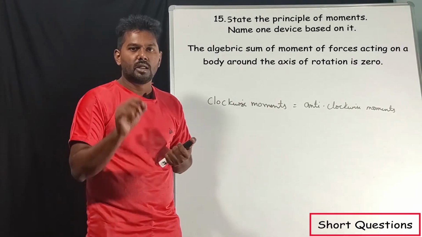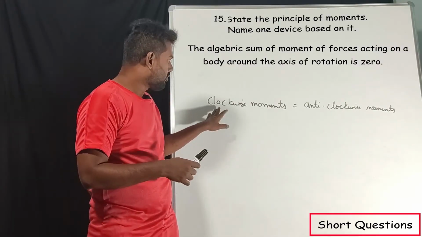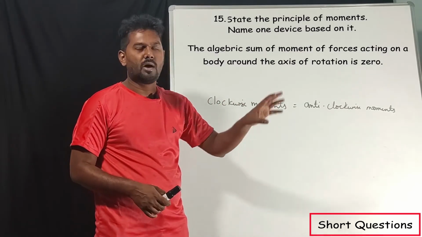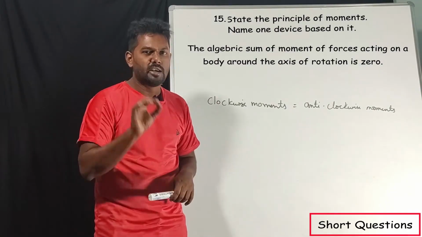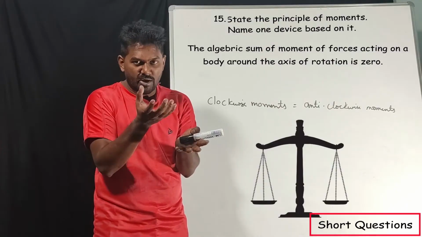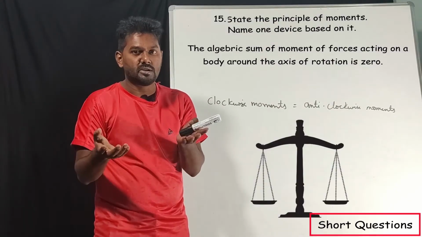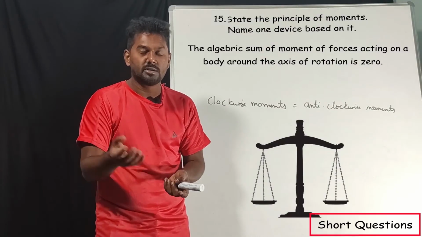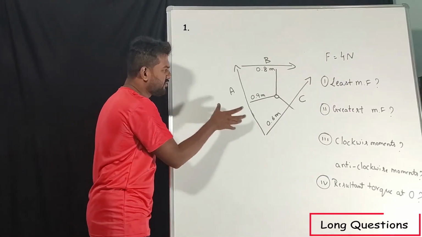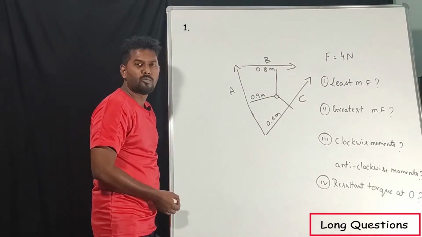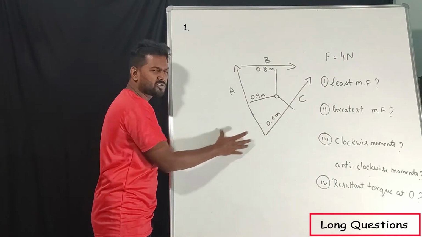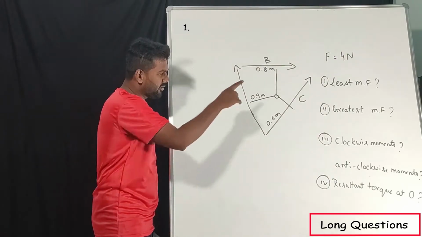How can we write it? The principle of moments states that the algebraic sum of clockwise moments is equal to the sum of anti-clockwise moments. Name the device which works on this principle: beam balance. The device used by vegetable vendors, the beam balance, to weigh vegetables is an example for the principle of moments. Listen, this is a very simple question to get 4 marks within 1 minute. Explaining it will take more than 1 minute, but to solve this question it requires only 1 minute if you know the logic.